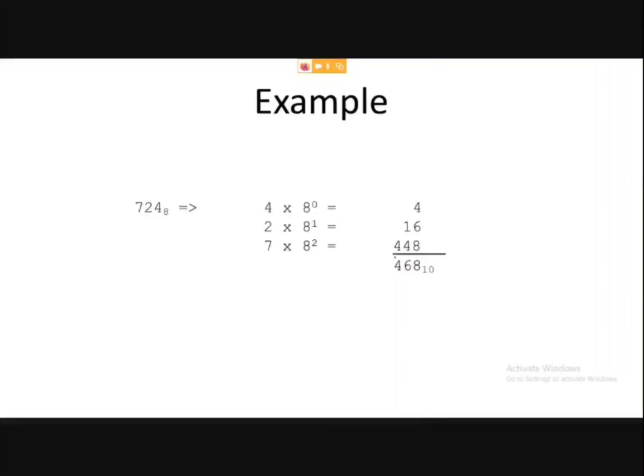724 is the octal number, and we have to convert this octal number into decimal. This 4 here is your least significant digit, and this 7 is your most significant digit. So 4 into 8 raised to power 0, 2 into 8 raised to power 1, 7 into 8 raised to power 2. We perform these 3 products and then add them, and we get our answer as 460. As simple as that, like we had done for the binary, this is for the octal.